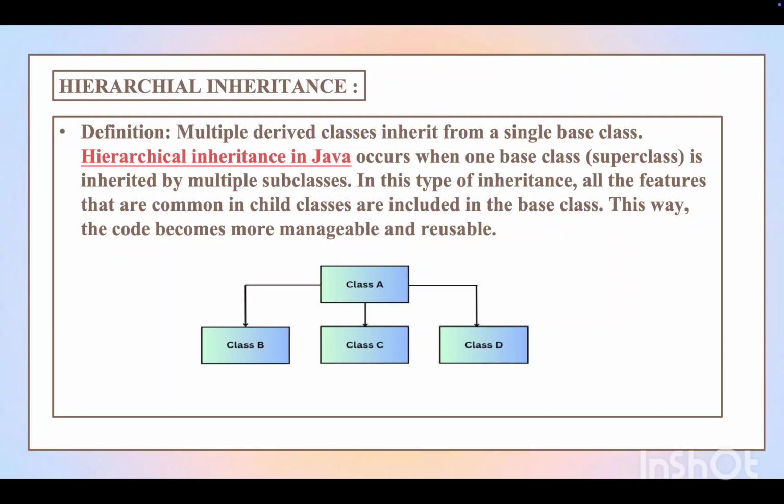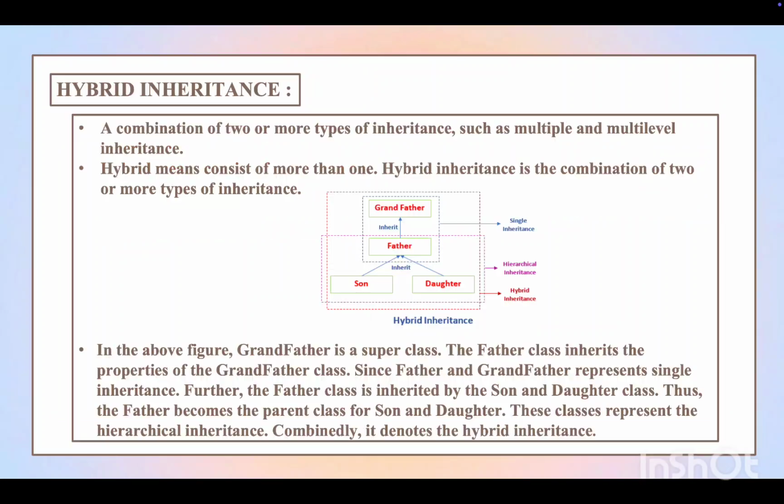Lastly, let's look at hybrid inheritance. Hybrid inheritance combines two or more types of inheritance structures, such as multiple and hierarchical inheritance. Java does not support hybrid inheritance with classes directly to avoid complexity, but it can be implemented through interfaces.